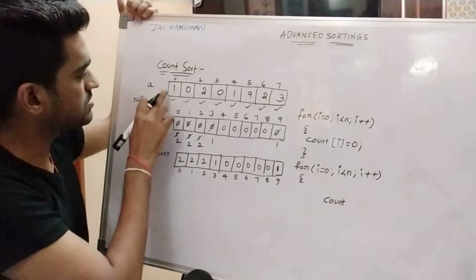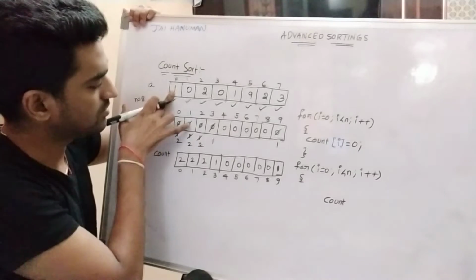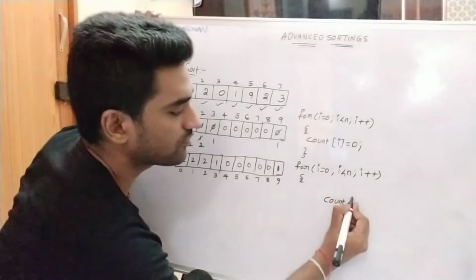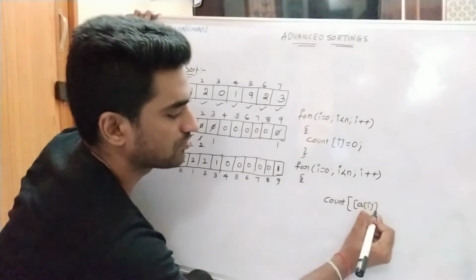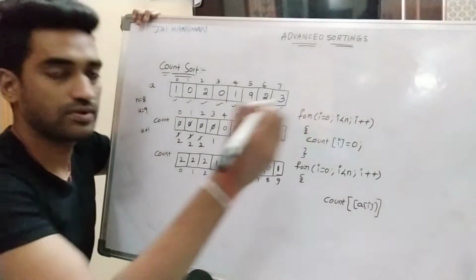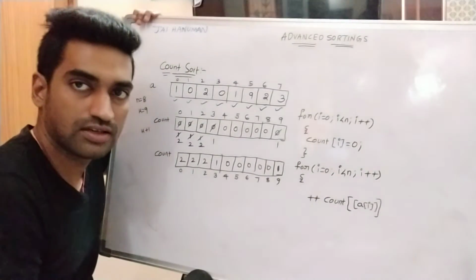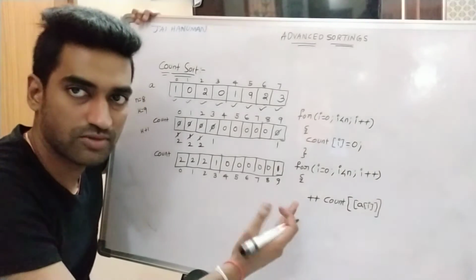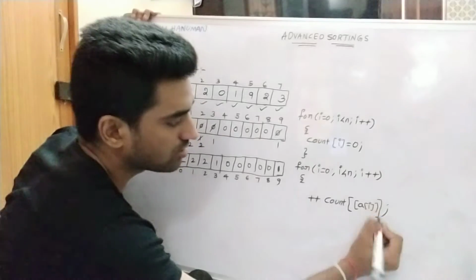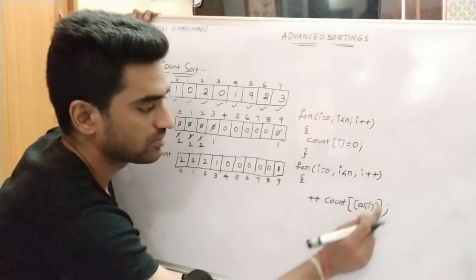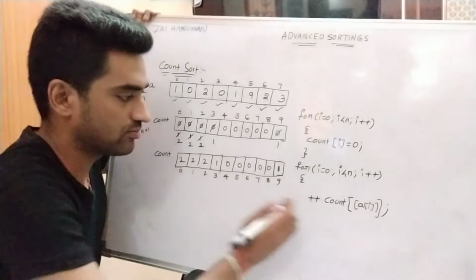So here, suppose 1, go to index 1. Count of A of I is incremented by 1. So here I am writing pre-increment. You can write pre-increment or post-increment, whatever, both are true. So here the count array can be updated with the help of count of A of I being incremented by 1.